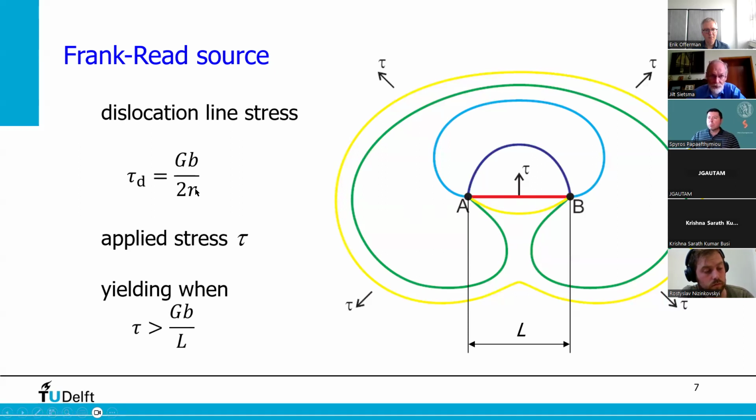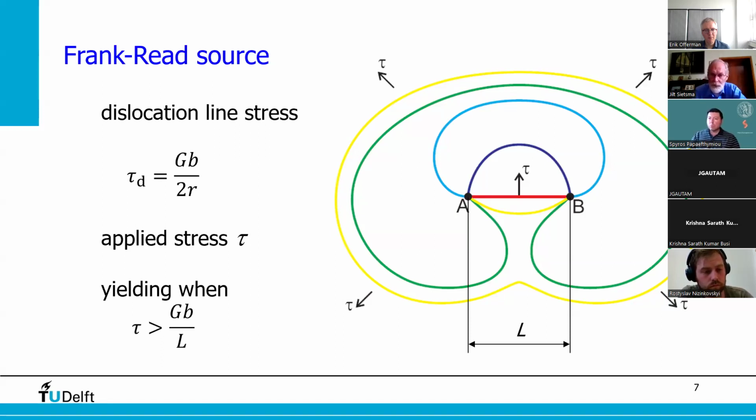That stress is inversely proportional to the curvature, the radius of curvature of the bowing out, and therefore reaches a maximum when the radius becomes minimal, and that's in the semicircle. So when 2r equals L, the length of the segment, that's the highest possible dislocation line stress. And when you apply a stress above that value, then you get yielding.